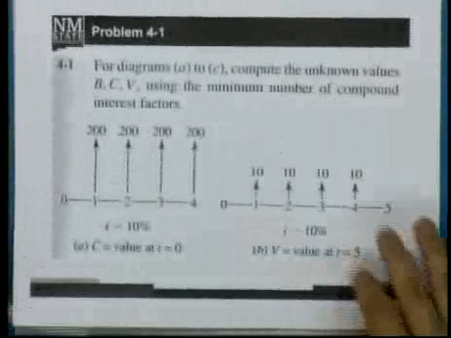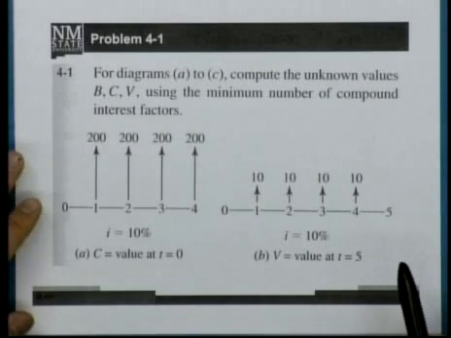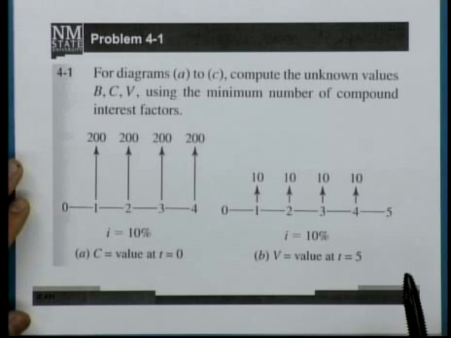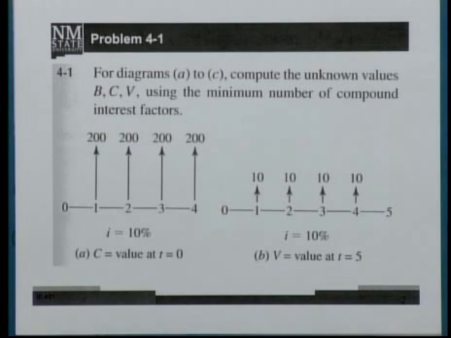Okay, now let's solve some end of chapter problems from chapter 4. And the very first problem, problem 4-1. So for diagrams A to C, we need to compute the unknown values B, C, and V using the minimum number of compound interest factors.